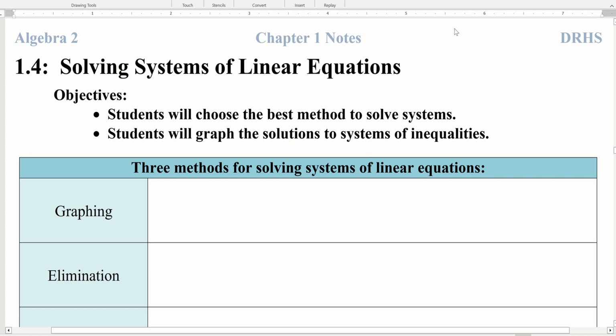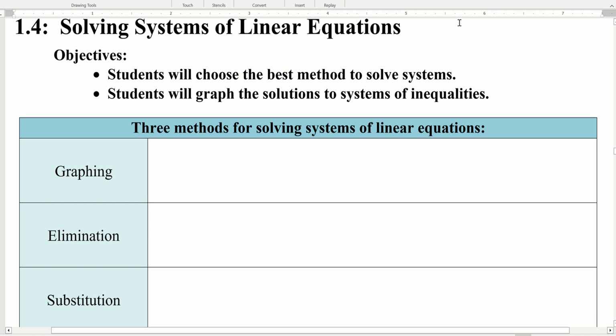Hi guys, today we're going to go over 1.4, which is solving systems of linear equations. So it's in the word, everything here is linear. We're going to be talking about lines. Solving is going to be a big topic in Algebra 2. What does solving mean, right?